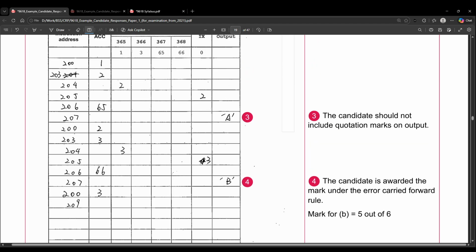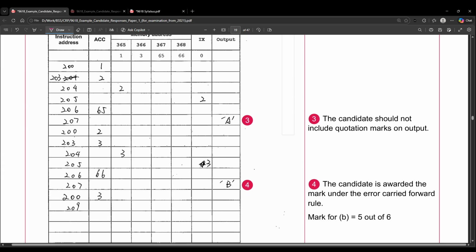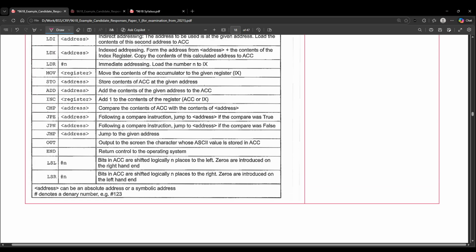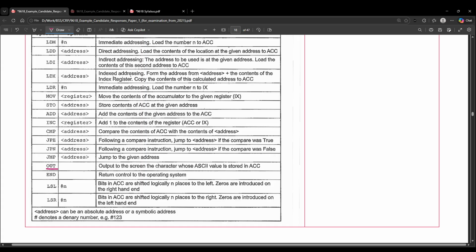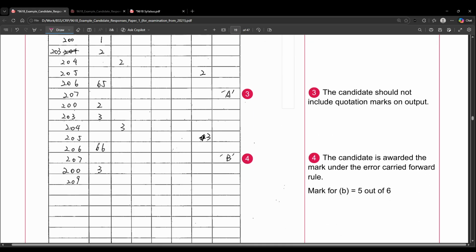Okay, so let's see what is wrong in this part. In the assembly language question, whenever you're given this table, remember that in the output, they say output to the screen the character whose ASCII value is stored in the accumulator. Okay, so whenever we have to output the value, we never put quotation marks in the assembly language question. And since they have done that, they lost 1 mark, even though the output is correct.